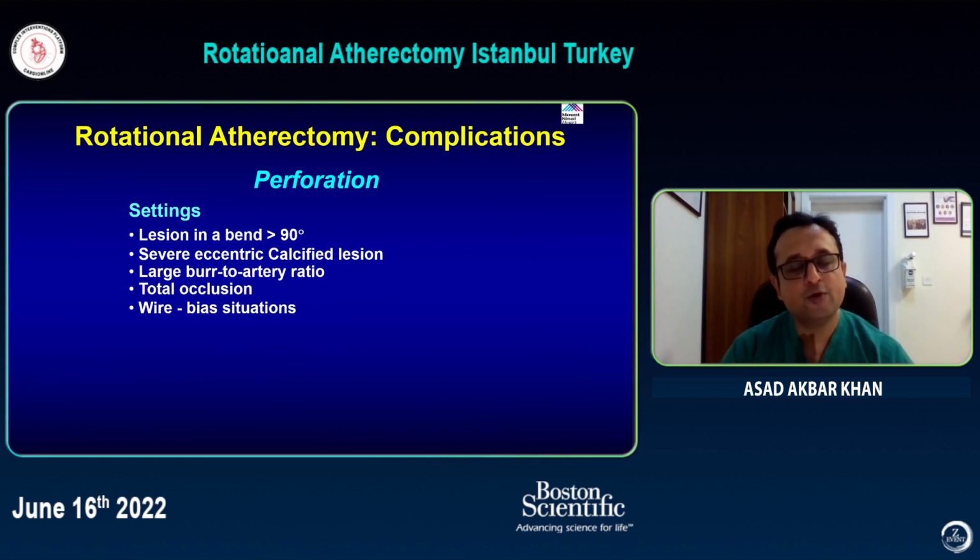Perforation. I think perforation is something that you need to avoid rather than deal with. And so for that, if you have any of these characteristics in the vessel wall, you need to be aware and more careful. If there is a more than 90-degree bend, eccentric calcium, which you can easily see on IVUS, which we'll hear from Nihat, large burr-to-artery ratio, and total occlusions, these are the settings when perforation happens.